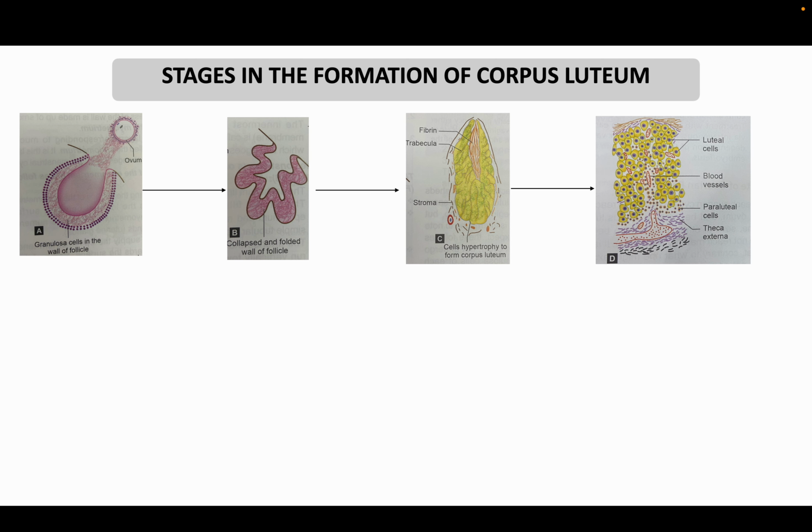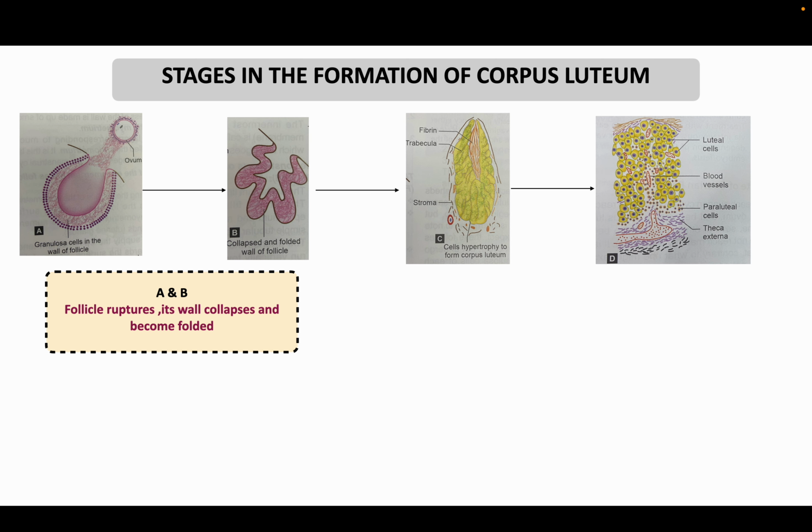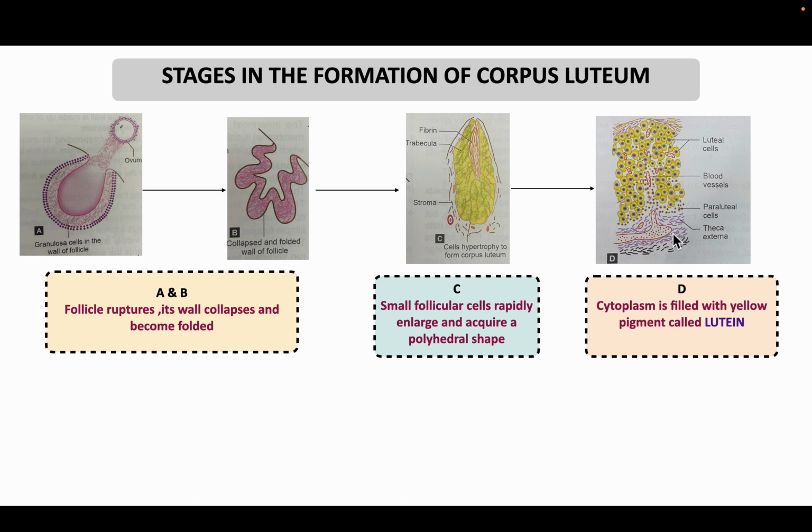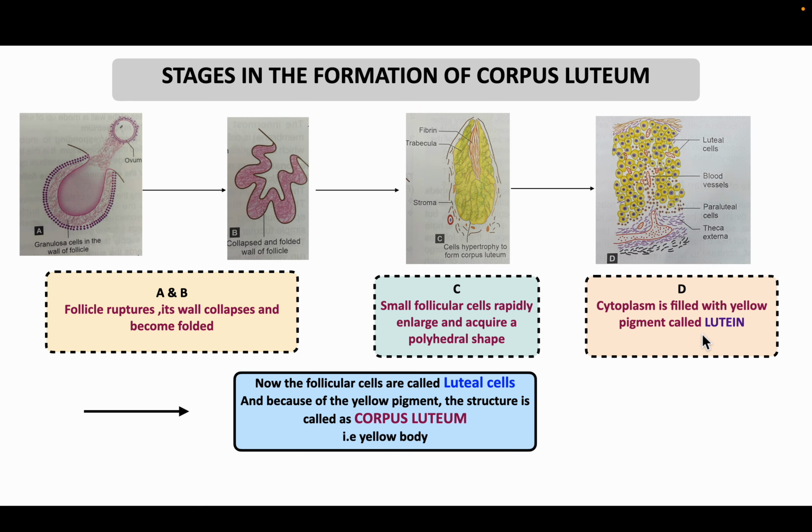The stages in the formation of the corpus luteum are: the follicle ruptures, its wall collapses and becomes folded. Next, the small follicular cells rapidly enlarge and acquire a polyhedral shape. Then the cytoplasm is filled with a yellow pigment called lutein. Now the follicular cells are called luteal cells, and because of the yellow pigment, the structure is called corpus luteum or yellow body.